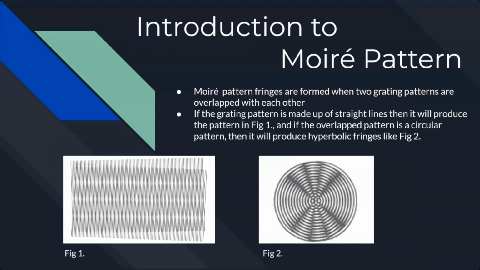Moiré pattern fringes are formed when two grating patterns are overlapped with each other. If the grating pattern is made out of straight lines, then it will produce the pattern in figure 1. And if the overlap pattern is a circular pattern, then it will produce hyperbolic fringes as in figure 2.